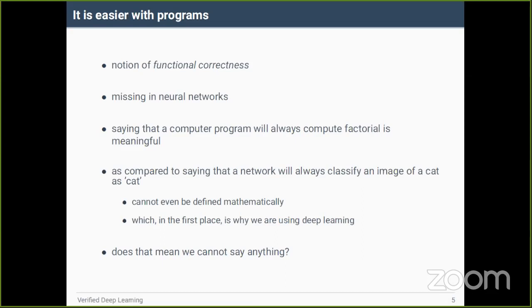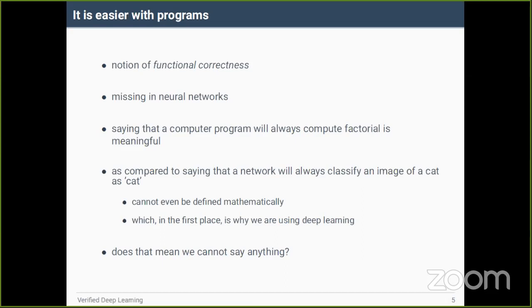I mean to say that, as compared to saying that a computer program will always compute factorial correctly, it's difficult to say that a neural network trained to classify an image of a cat as a cat will always do it correctly. What do you even mean by saying that? When do you say that it's certainly an image of a cat, and when do you say that it should classify this correctly? These things are not even clear, and it cannot be defined mathematically, which is what I'm trying to come to.